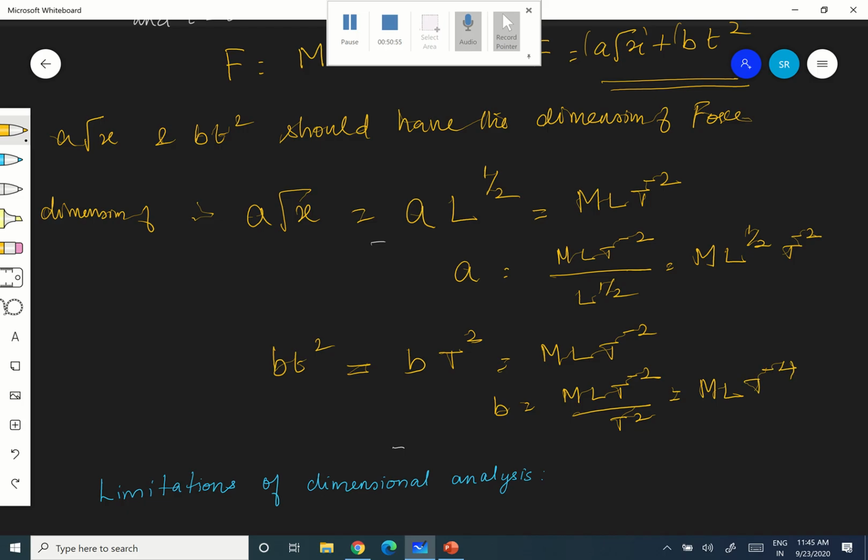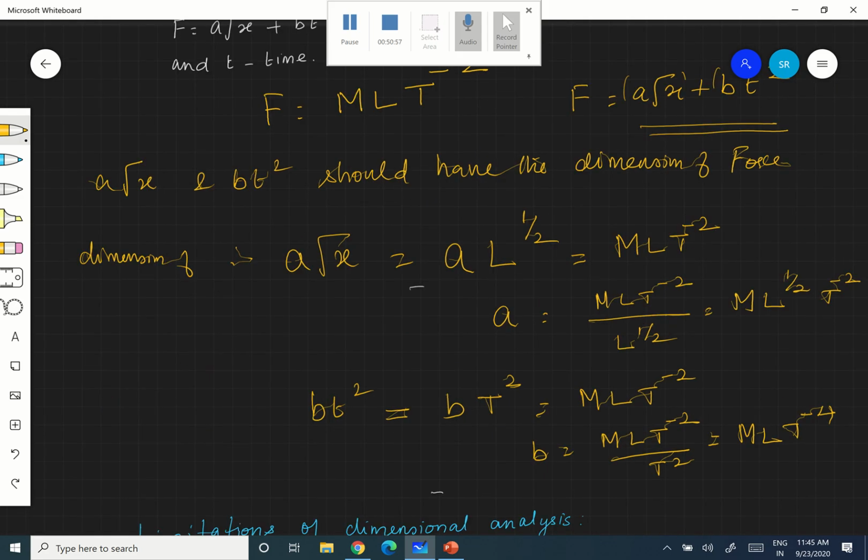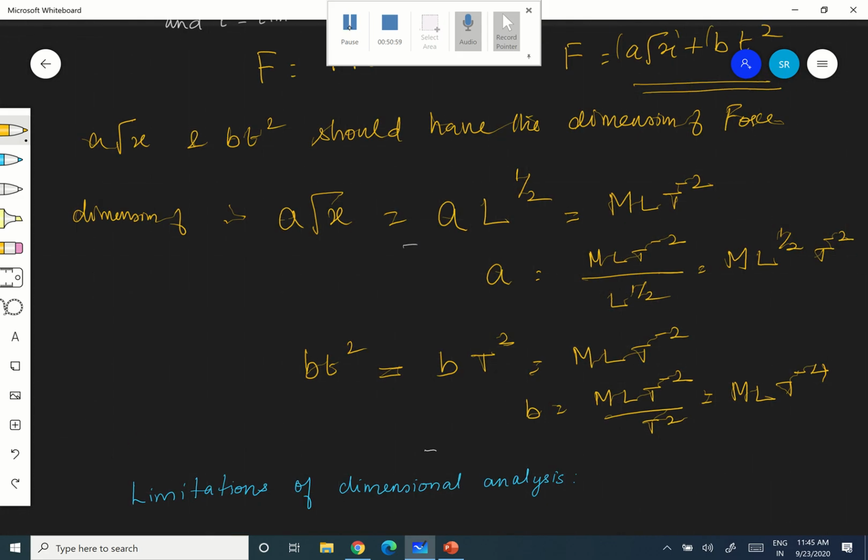Right. But what you want here is a by b. Therefore, the dimension of a by b is the dimension of a, M L power half T power minus 2, divided by M L T power minus 4. Therefore, M can cancel, and you will be getting L power half upon L.